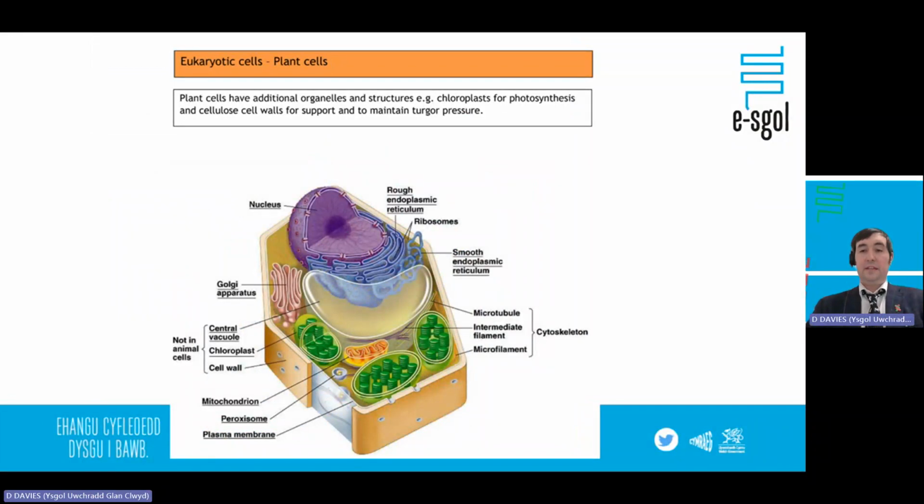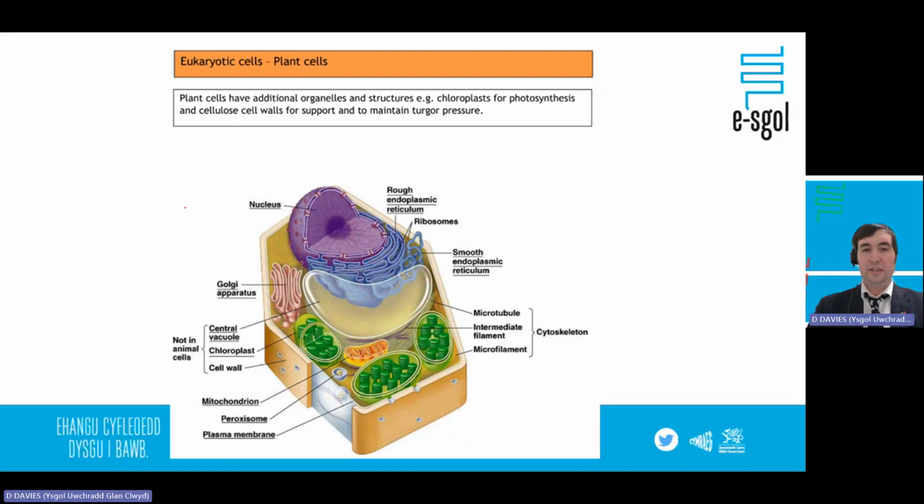Another eukaryotic cell, again, because it has membrane-bound organelles. So it has organelles that have got membranes in them. This is a plant cell. So notice some differences. There are also lots of similarities.